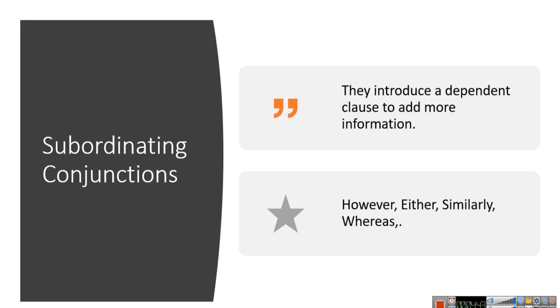Now we also have subordinating conjunctions. Subordinating conjunctions introduce dependent clauses to add more information. What is a dependent clause? It's a type of phrase that doesn't have a subject. And some examples of this are however, either, similarly, whereas. So what is the use of however, either, similarly, and whereas? What do these have in common? Well, they have in common that we're introducing more information, where in the case of however, we're introducing information of contrast, either also contrast, similarly, something that's similar, and whereas it works like while, telling us that something is happening at the same time as something else. So in general, subordinating conjunctions are used to add more information.